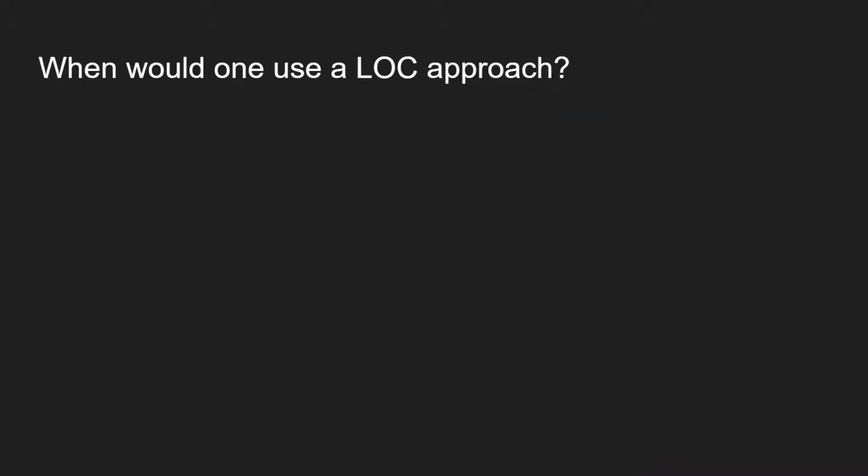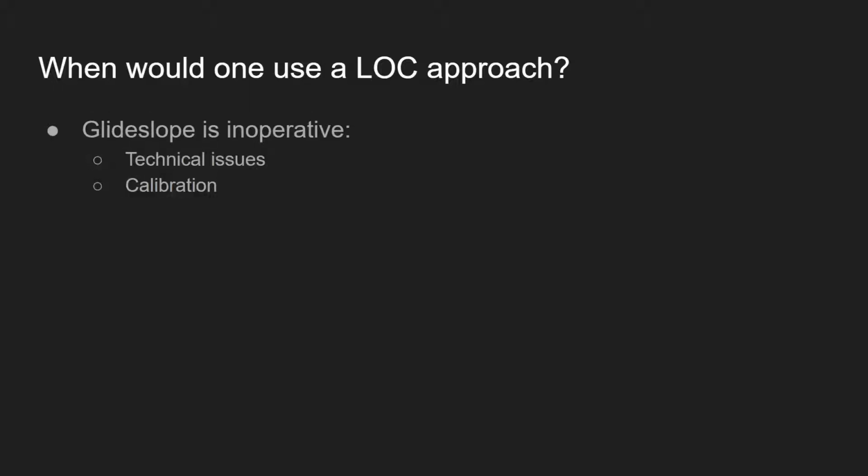So when would one use a localizer approach? The glideslope could be inoperative for several reasons: technical issues, calibration. It's really interesting. They'll get a Baron or a DA-42 or one of these airplanes which can fly at about 120, 130 knots, because that's roughly the approach speed for these airliners. Then they'll fly down the glide slope, and they will calibrate the equipment accordingly.